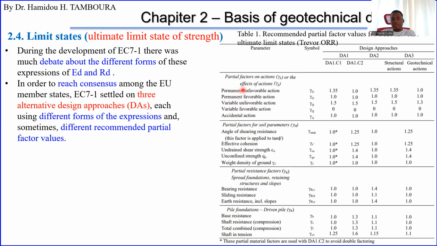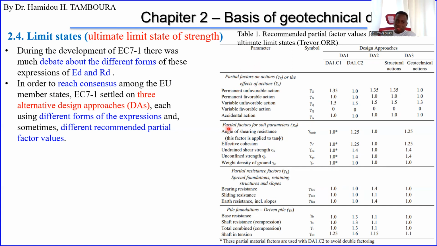So if the action is unfavorable, then design approach 1, combination 1 is saying that the partial factor should be 1.35. Combination 2 is saying 1. And you can see here the action permanent and favorable. Here it's 1 and 1 here, and so on. All these values are just the values for the partial factor.